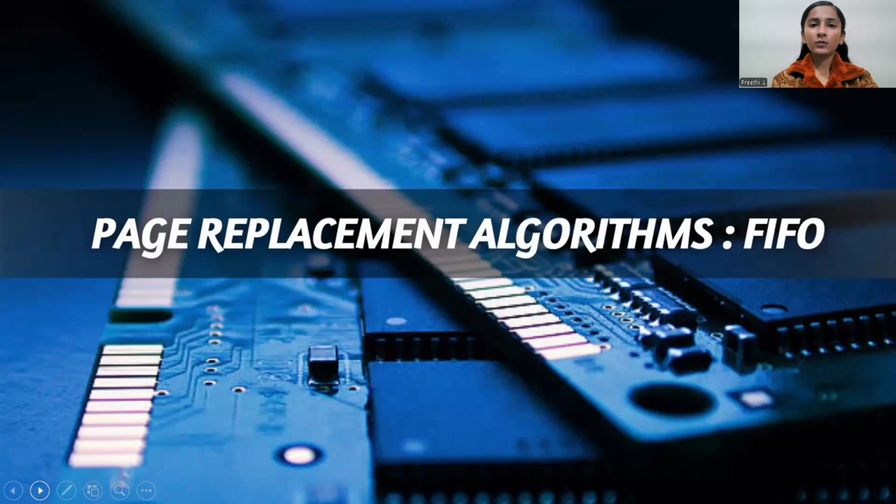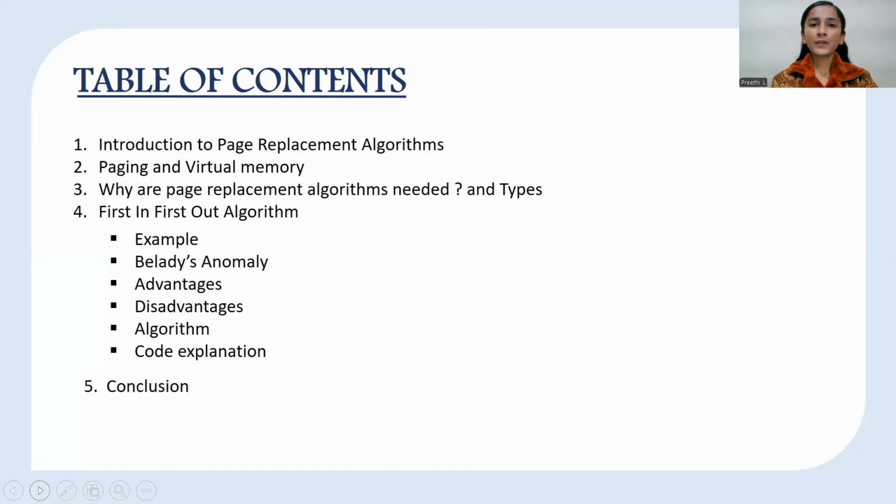In today's video, we'll be discussing the first in first out page replacement algorithm. The table of contents of this video are introduction to page replacement algorithms, paging and virtual memory, why page replacement algorithms are needed and their types, and next we'll move on to our main topic, that is the first in first out algorithm, where we'll be discussing example, Belady's anomaly, advantages, disadvantages, algorithm, code explanation and conclusion.